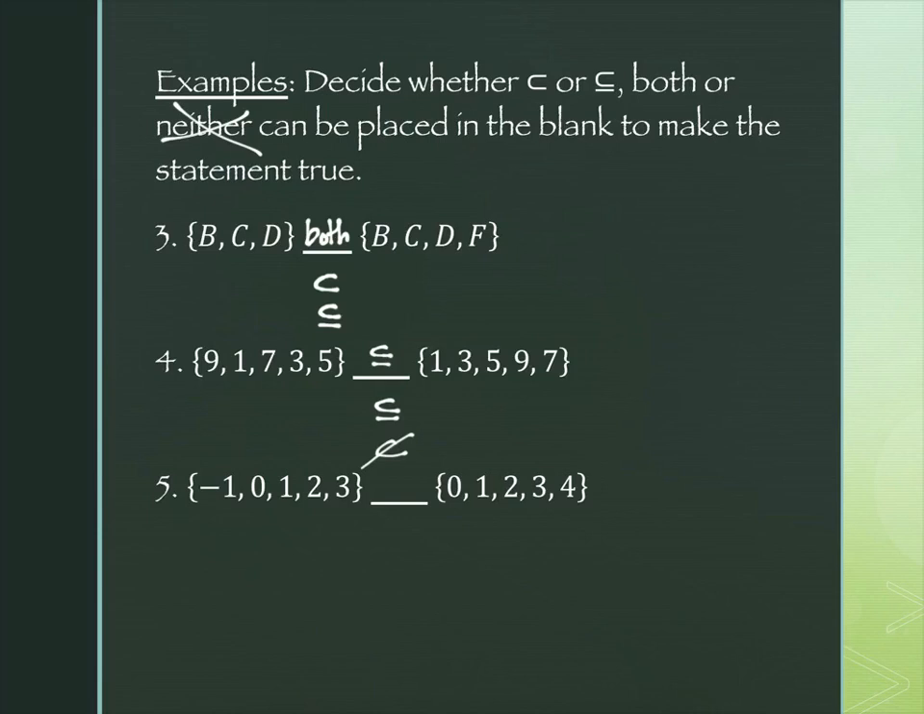All right, how about on this one? Is everything on the left on the right? No. So what's going to go in this blank? Neither. It fails from the get-go, right? What is it that's included on the left that's not on the right? -1. Yeah. So inside this blank, I don't have much space. Maybe you don't either. It's neither. Neither of these symbols can go in this blank.